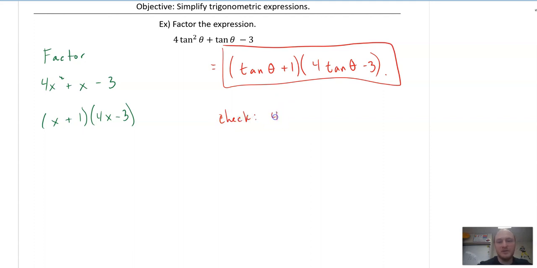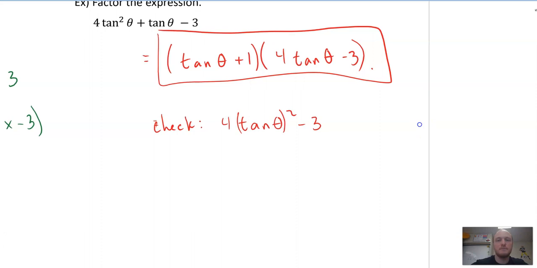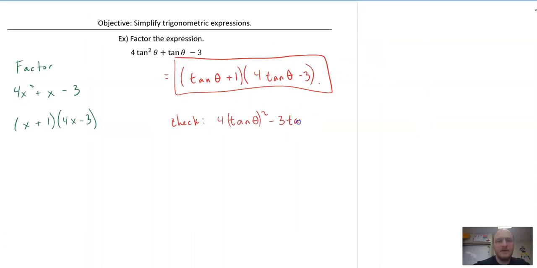So I'm going to check. This gives me 4 tan theta squared, which is 4 tan squared theta, minus 3 tan theta, plus 4 tan theta, minus 3. All I did was FOIL, right? This times this, this times this, this times this, this times this, and it gave us it.